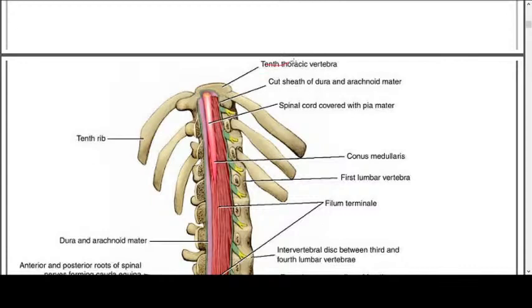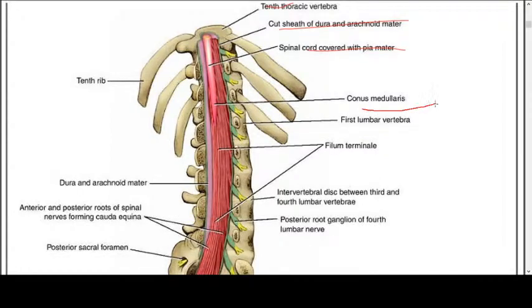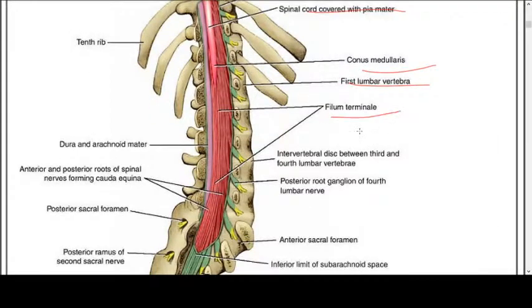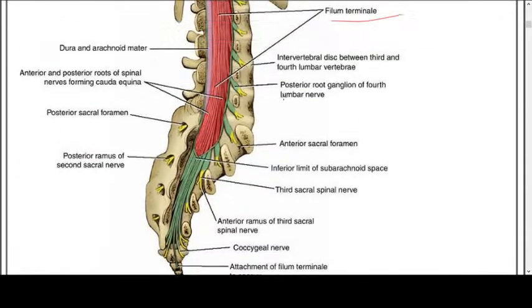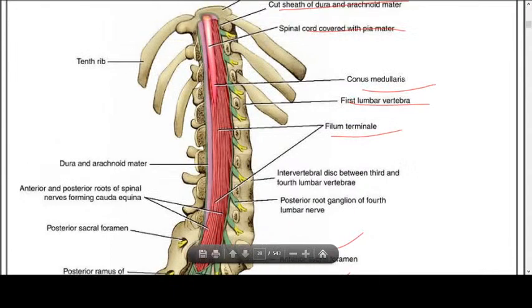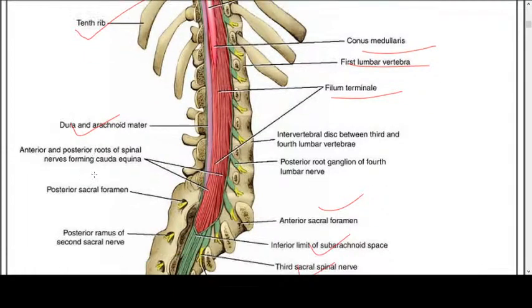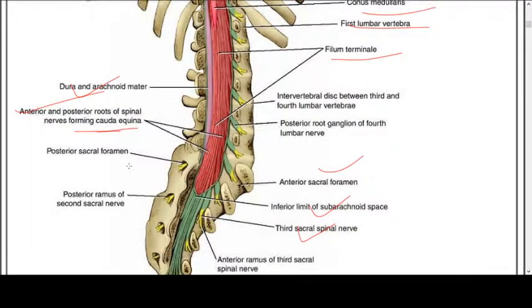Tenth thoracic vertebra. Conus medullaris, first lumbar vertebra, filum terminale. Second foramina. Tenth rib. Dura and arachnoid mater. Different posterior roots of spinal nerves forming the cauda equina. Posterior sacral foramina.